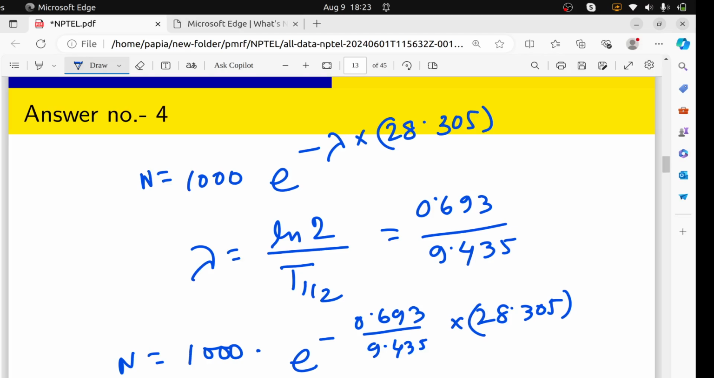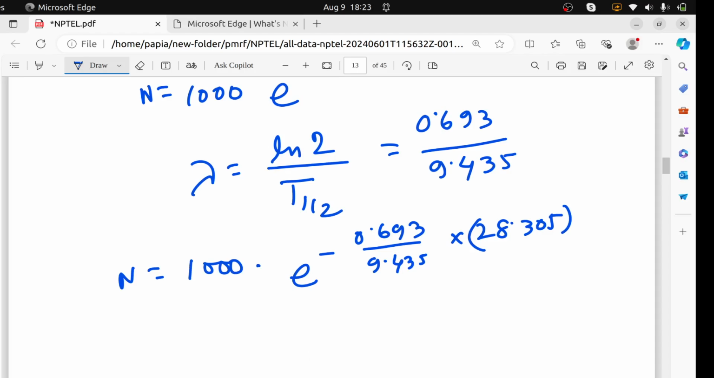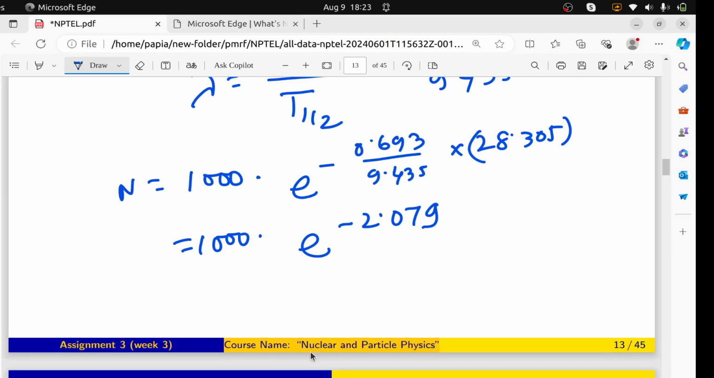Okay, I am going to write each and every step. So 1000 into e to the power minus 2.079. So e to the power minus, the answer is this much.